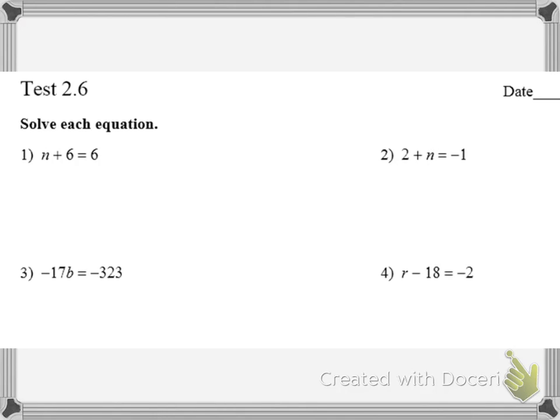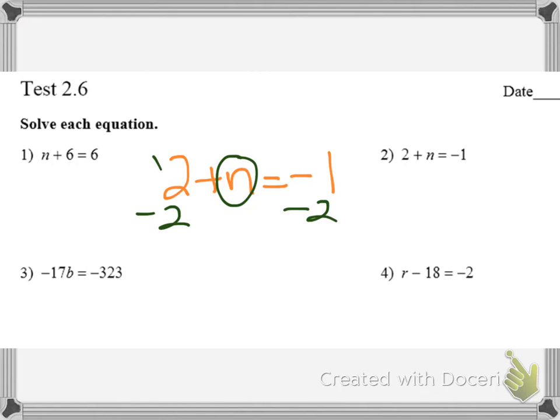Number 2 is 2 plus n equals negative 1. So again, I need to find my variable, and then I have to isolate it. And the way this one's going to work is I'm going to do the opposite of positive 2, which is negative 2 on both sides. This becomes a 0, so it cancels out, disappears, which is what we wanted.